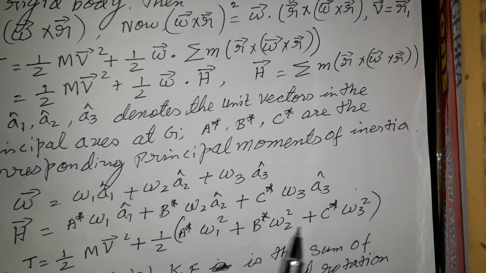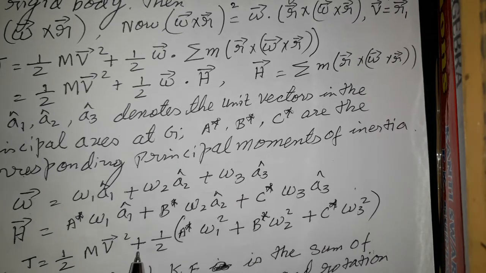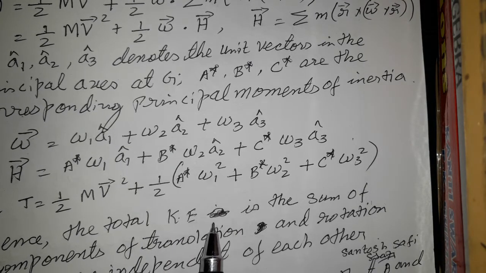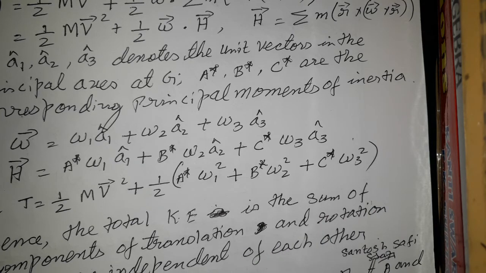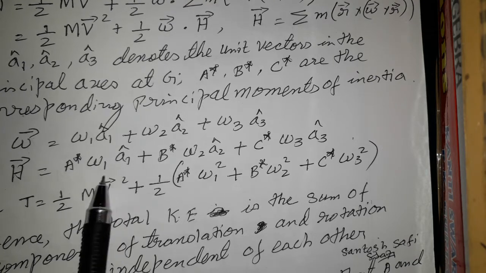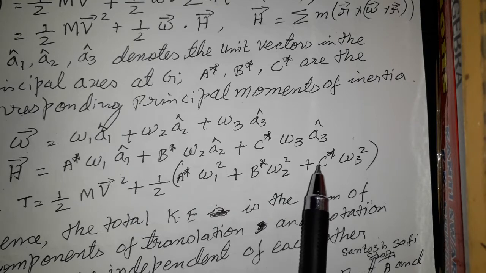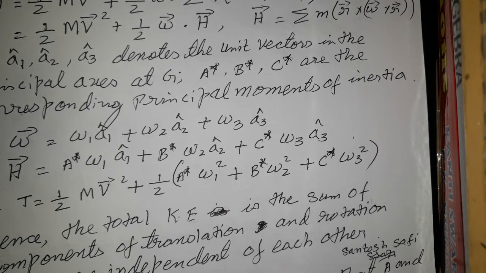So this is the total kinetic energy of a general body. We can see that the kinetic energy is divided into two parts: one is due to the translational motion and one is due to the rotational motion. So this is the kinetic energy due to the translational motion, and this is the kinetic energy produced by the body due to the rotational motion.